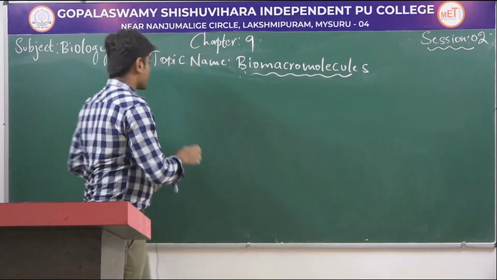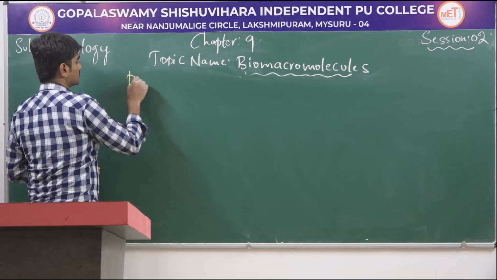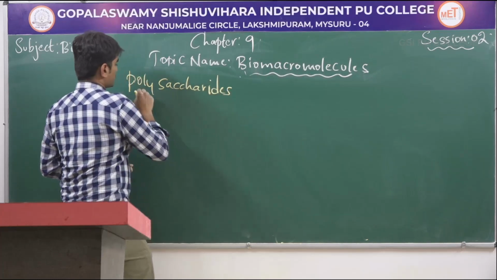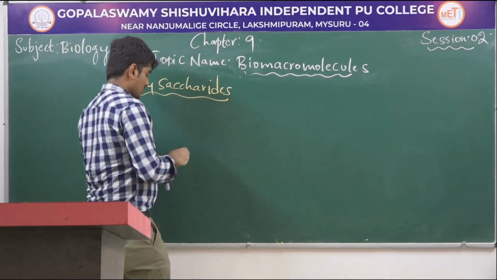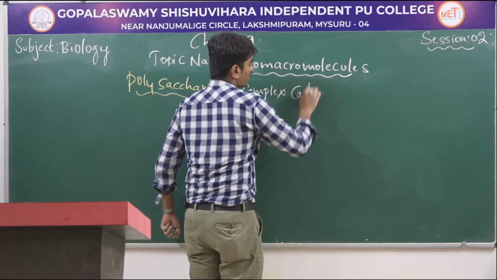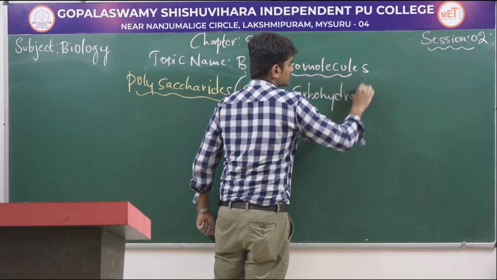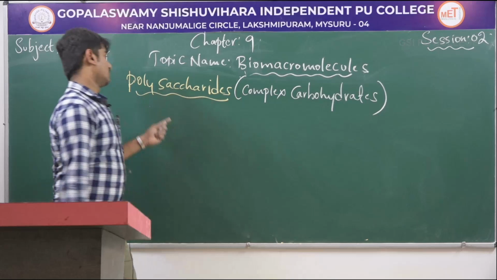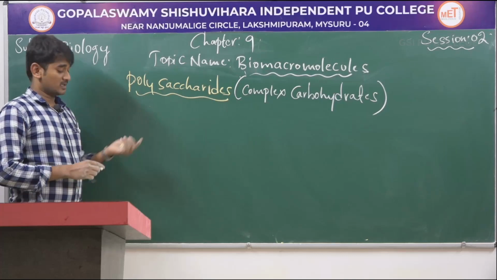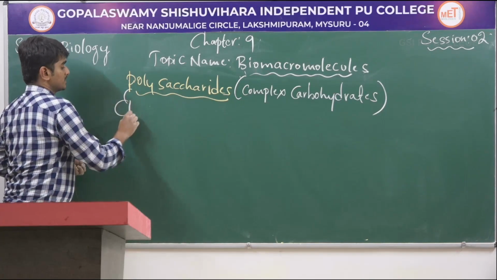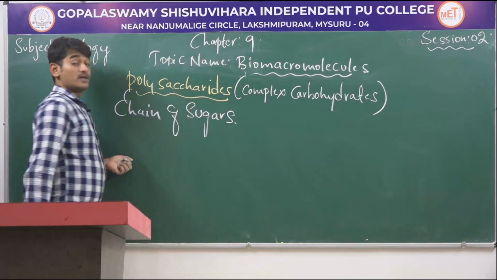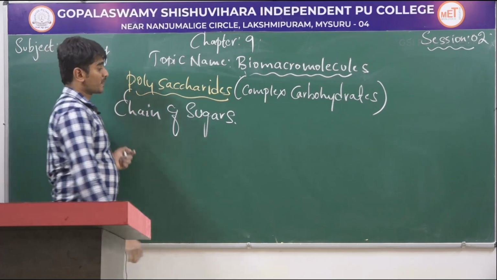The next concept is polysaccharides. Polysaccharides are also called complex carbohydrates. Polysaccharides, which are derived from two or more monosaccharides, are also called chains of sugars.